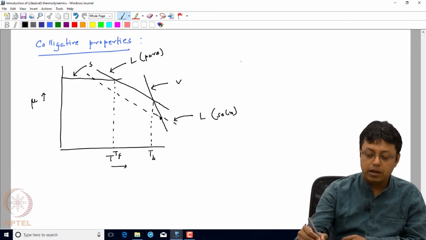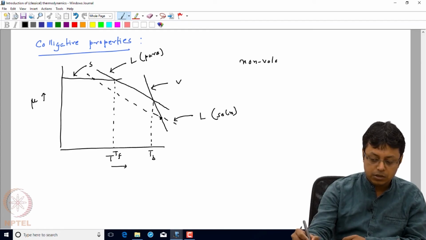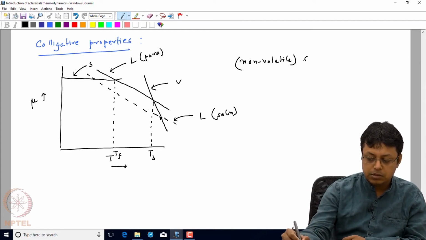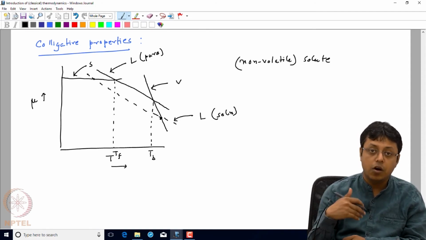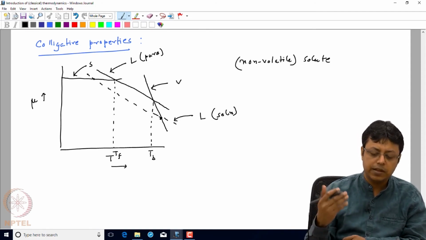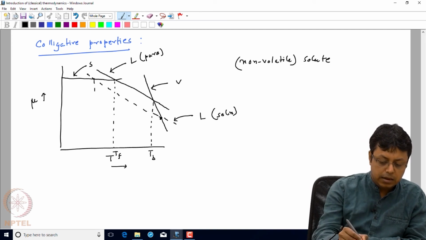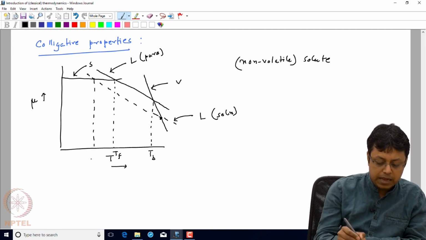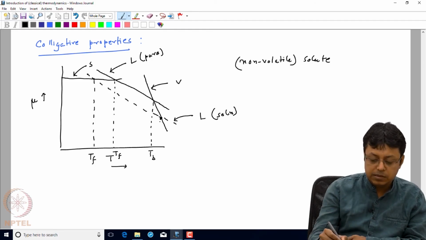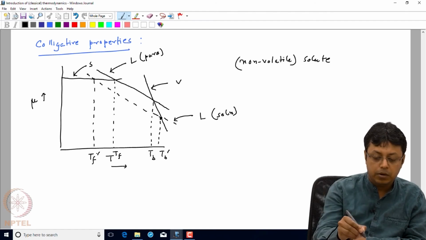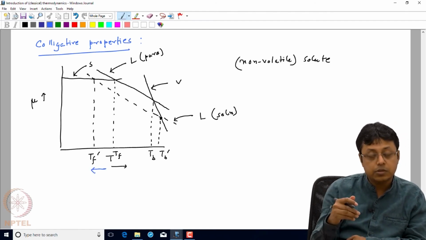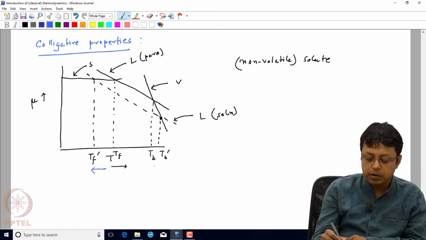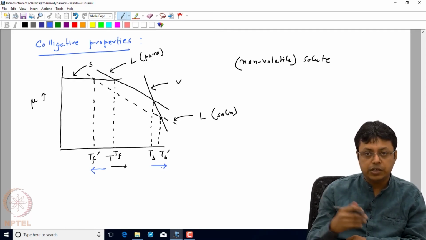So, this will be true for a non-volatile solute, something like a salt, and this salt will change the chemical potential of the solution only in the liquid phase. So, as a result, what we can see here, the new freezing point will be lower than the earlier freezing point, and the new boiling point will be higher than the earlier boiling point. And so, this is basically known as freezing point depression, because we are having a lowering or depression in the freezing point, and then we are having elevation in the boiling point.